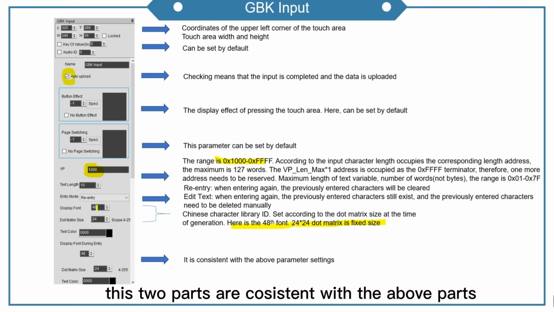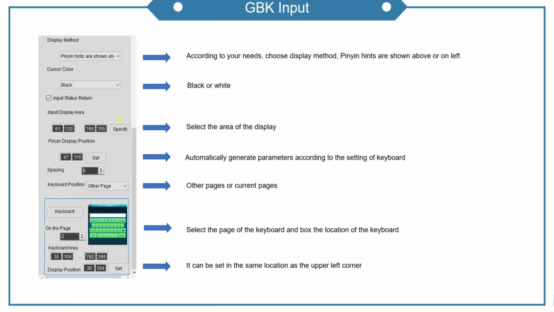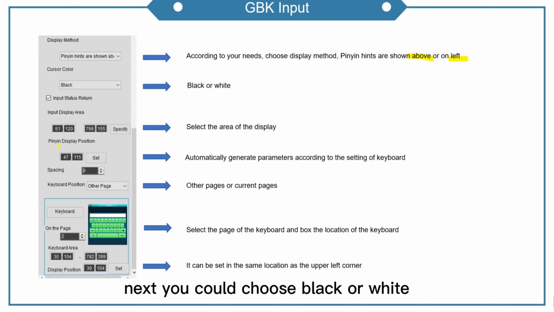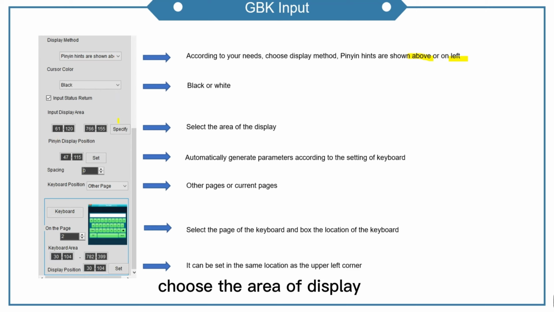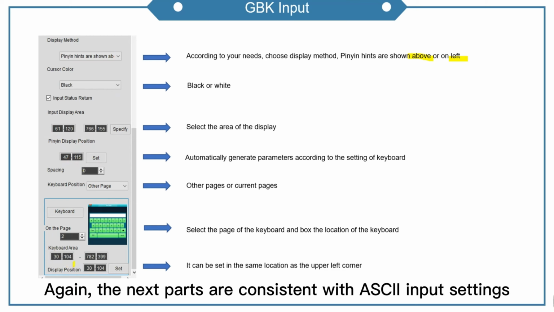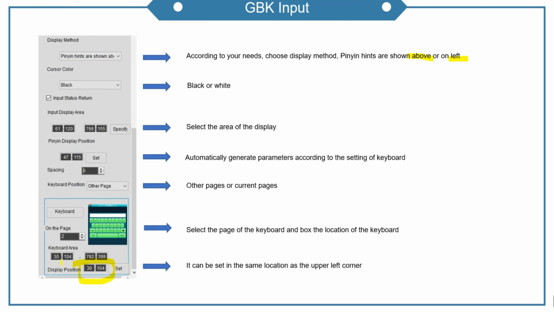These two parts are consistent with the above parts. This part you could choose above or on left. Next, you could choose black or white. Choose the area of display. And this is generated automatically. Again, the next parts are consistent with ASCII input settings.